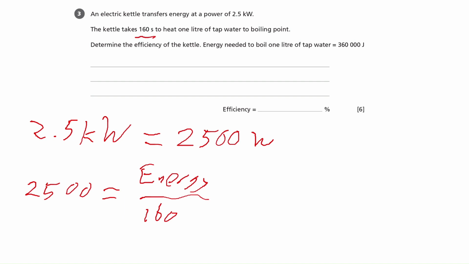So we can now rearrange that equation to give us energy. The energy equals 2,500 times 160. So we've rearranged that equation to make energy the subject. That gives us an answer of 400,000 joules.